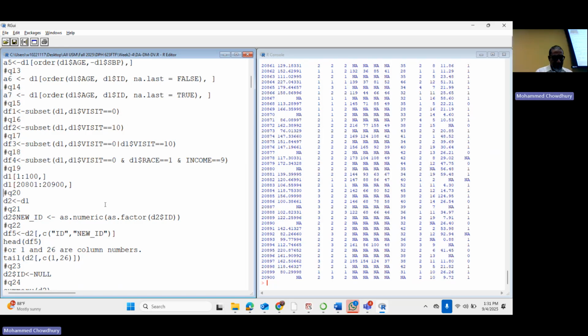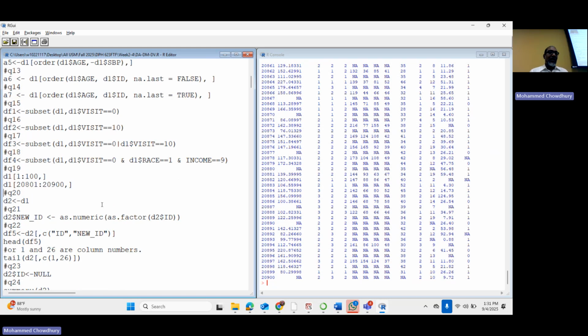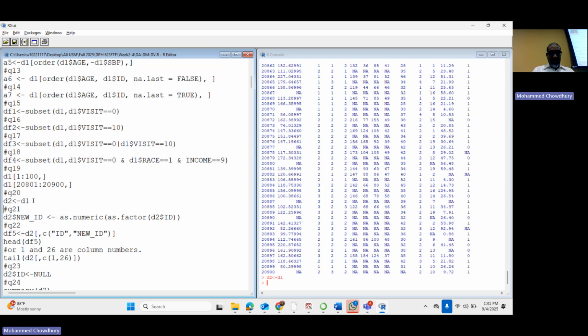After this, now I want to copy the data from the original. D1 is my original data. I want to keep it as it is. I don't want to add anything or destroy it. I just make a copy of it, which is D2. I have created D2 this way. After creating the D2 data, now take a look at the head of the D2 data.